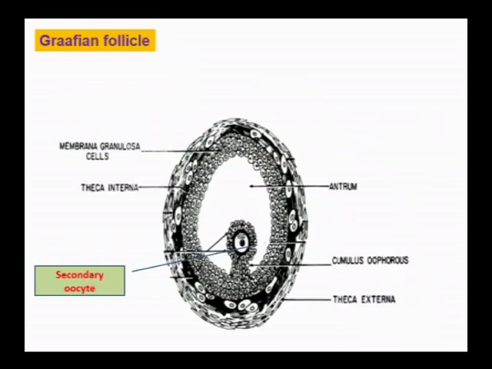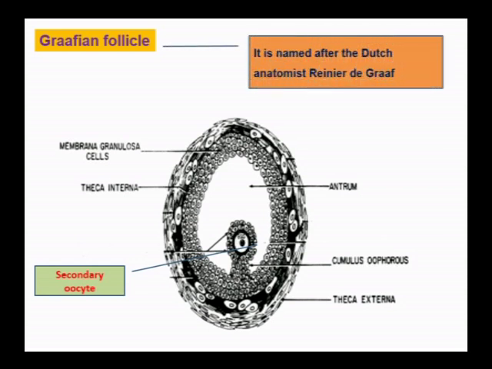Coming to the Graafian follicle. It is named after Dutch anatomist Reinier de Graaf. It is a mature follicle in the ovary. It is spherical in shape, covered by an outer fibrous layer known as theca externa, and then an inner layer called theca interna. Several layers of cells below the theca interna constitute the membrana granulosa. The cells of the membrana granulosa project towards one side, forming a mound of cells known as cumulus oophorus. This encloses the secondary oocyte.